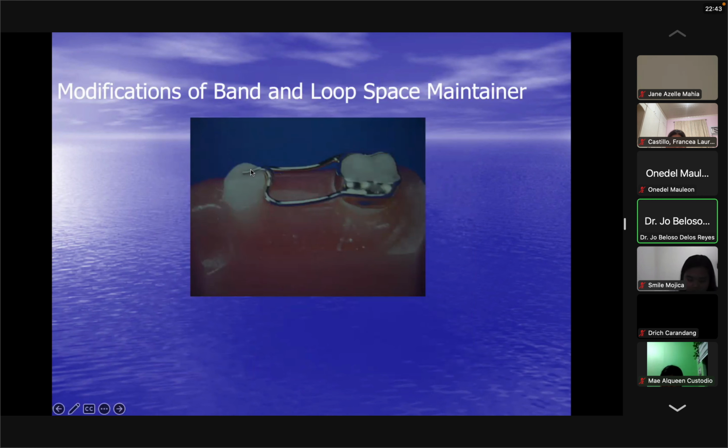Bakit nilalagyan ng occlusal rest? Lalagyan mo siya ng occlusal rest if ever ang kanyang opposing, lower ito, ay may space. Wala siyang ka-occlude. Kung wala siyang ka-occlude, the tendency of this tooth is to supra-erupt. So, nilalagyan ng occlusal rest para hindi siya mag-supra-erupt, in cases wherein wala siyang ka-occlude.